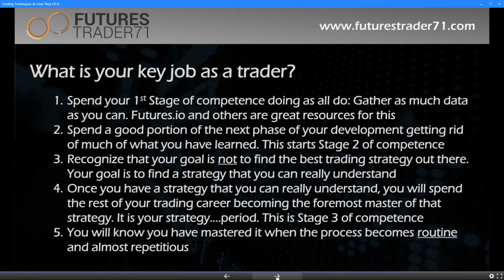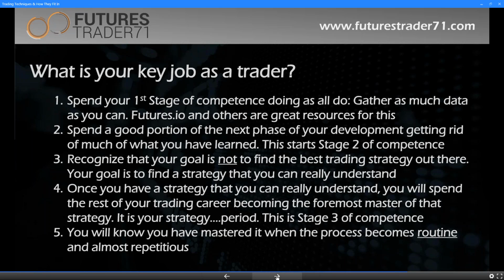Once you have a strategy that you can really understand, you'll spend the rest of your trading career, and I mean the rest of your trading career, it doesn't stop, becoming the foremost master of that strategy. Whatever that strategy is, it is going to be as custom to you as your worn out sneakers are custom fit for your feet. You wear it in exactly for you, and it's part of the process, and you have to embrace this part of the process.